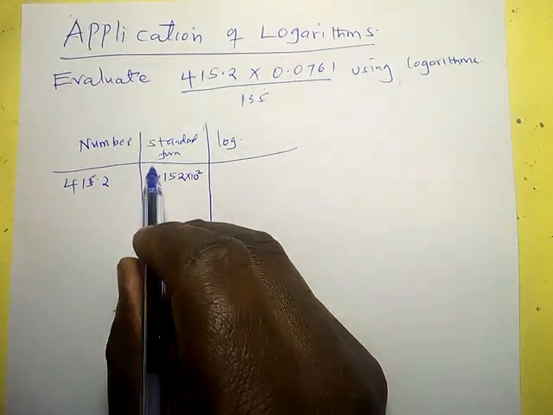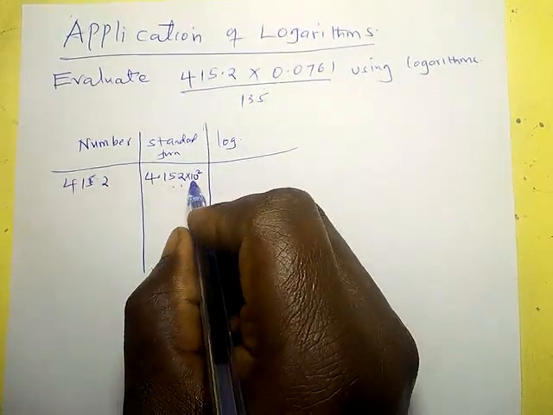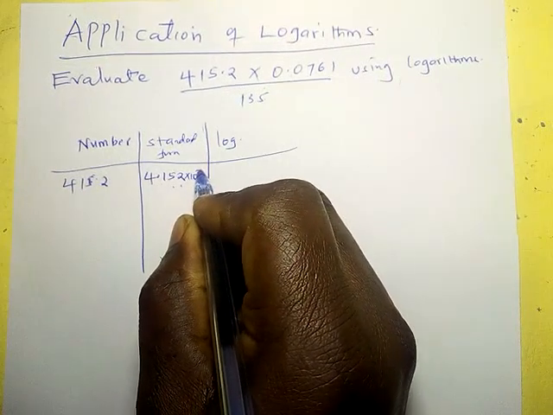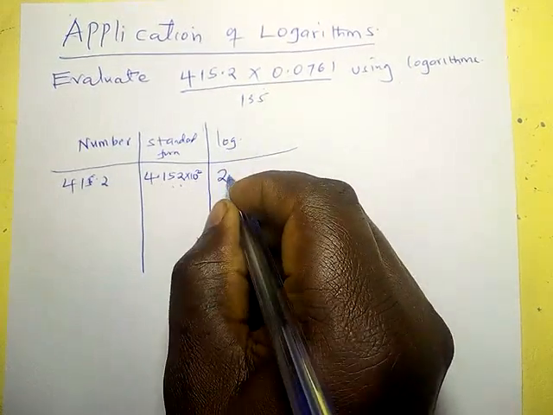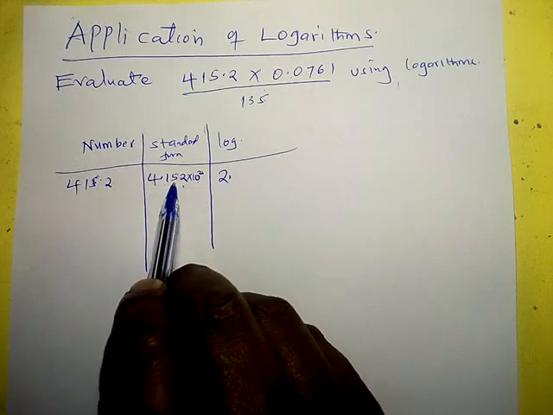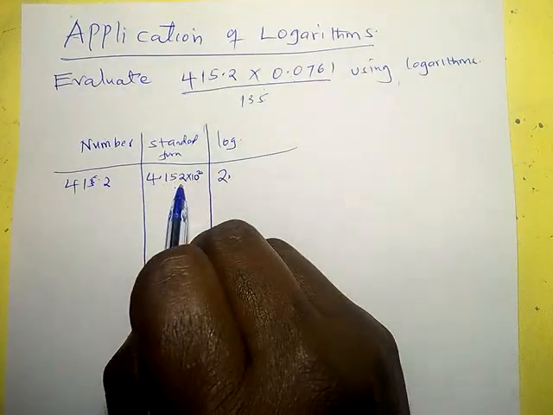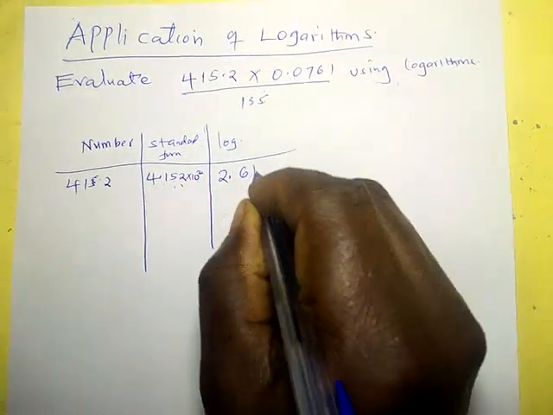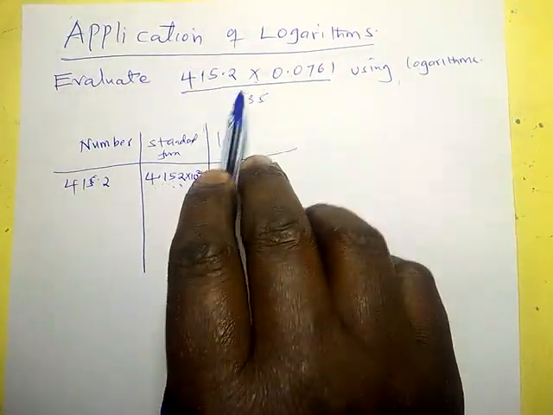So you find the logarithm of 4.152, right? And then from 10 raised to power 2, the power is the log here. So our characteristic is 2. You write 2 in the logarithm column. Then you look for the mantissa for this number. Find the logarithm of this number and it will give you the mantissa. So log 4.152 will give you 6182.